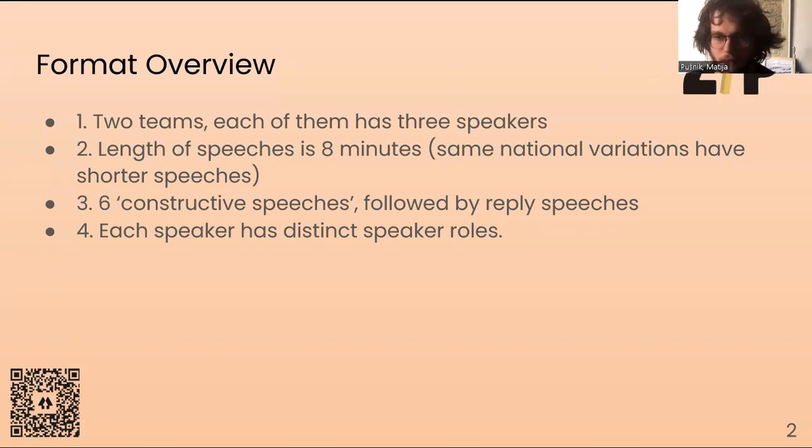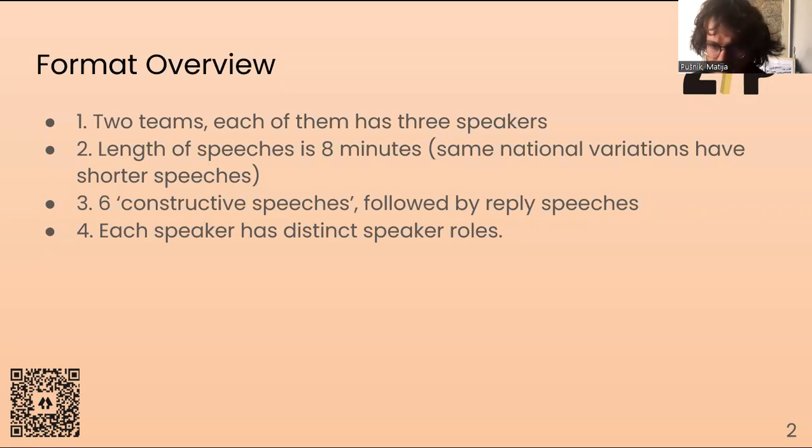The WSDC format includes two teams who are debating a debate motion, one team for, normally called the proposition, and one team against, normally called the opposition. Each team has 3 debaters. Each debater has a constructive speech, which is 8 minutes long. However, in some national varieties, this is 7 or perhaps a bit less.